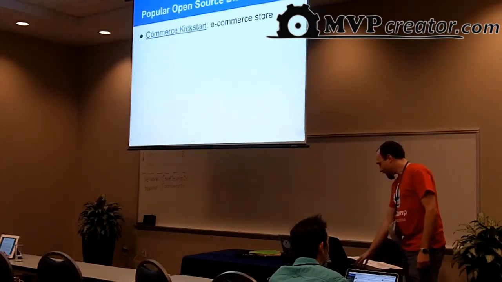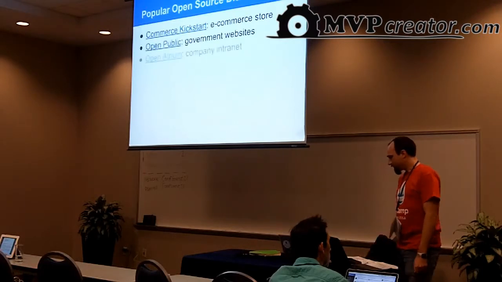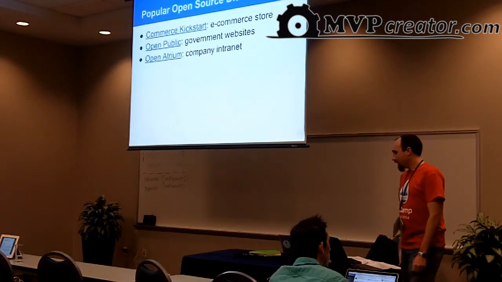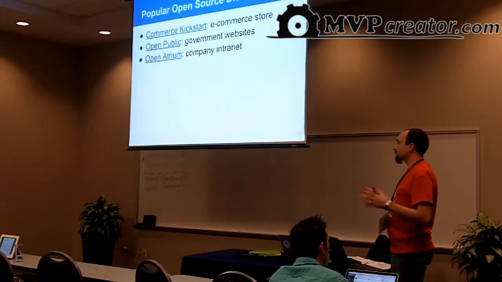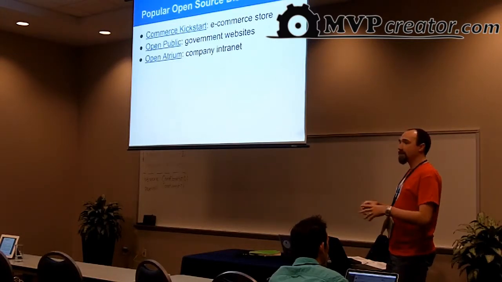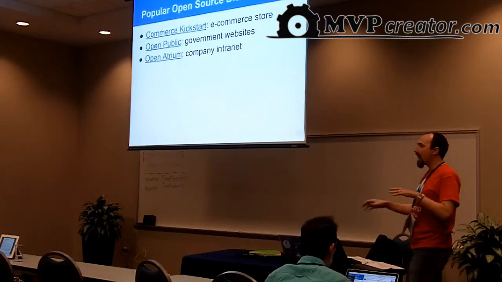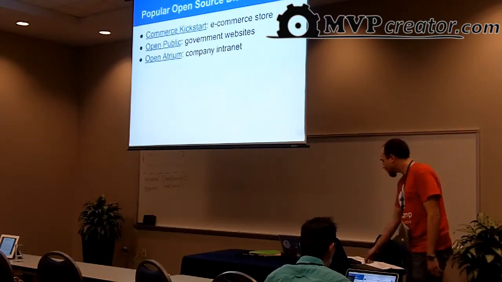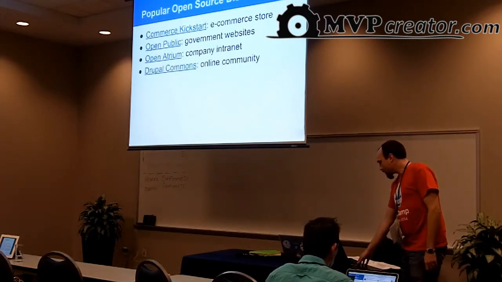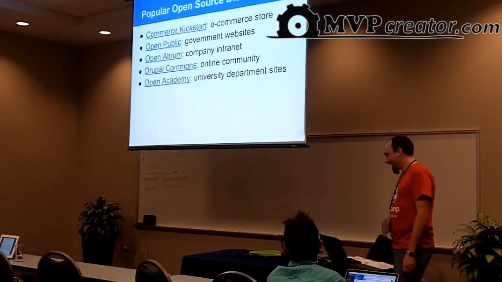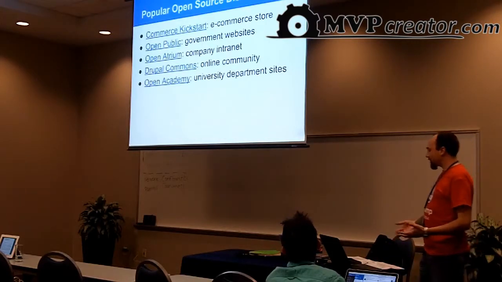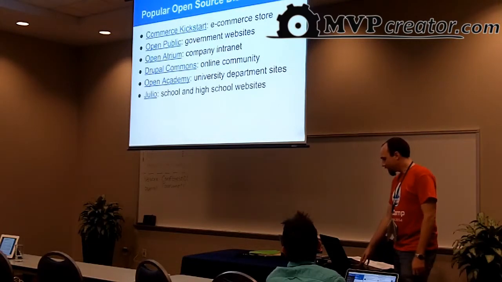Here are some popular open source distributions. We already talked about Commerce Kickstart and OpenPublic. OpenAtrium is a distribution for internal collaboration. So have discussions within departments, assign tasks to each other, have a shared calendar. Drupal Commons, if you want to make an online community, have your own Facebook. Open Academy, university department websites. Julio, school and high school websites.